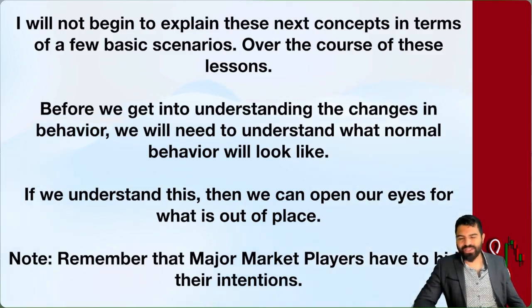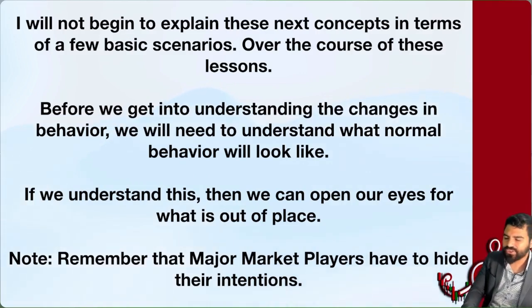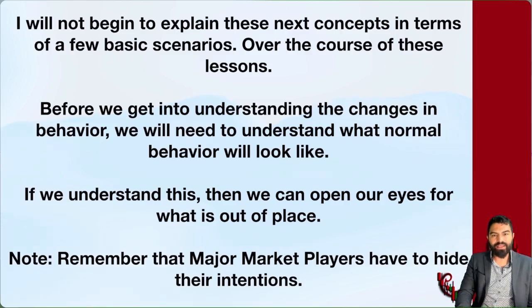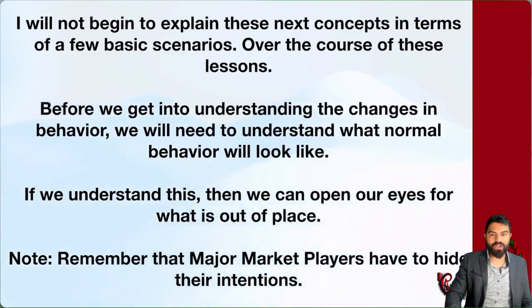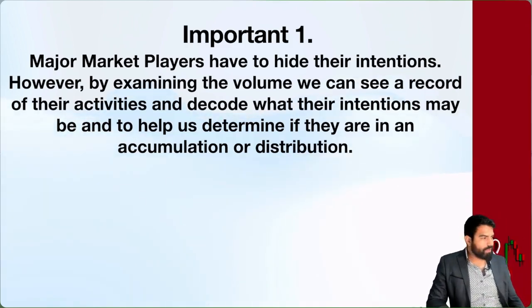Remember that major market players have to hide their intentions. So during our course today, after we look at VSA, when we start looking at live examples, we're going to point out some of the normalness, which is going to be an average increase. What would be abnormal for increasing volume is going to be a very unusual increase in volume, like ultra high. So that's going to be some of what we touch on a little bit later.